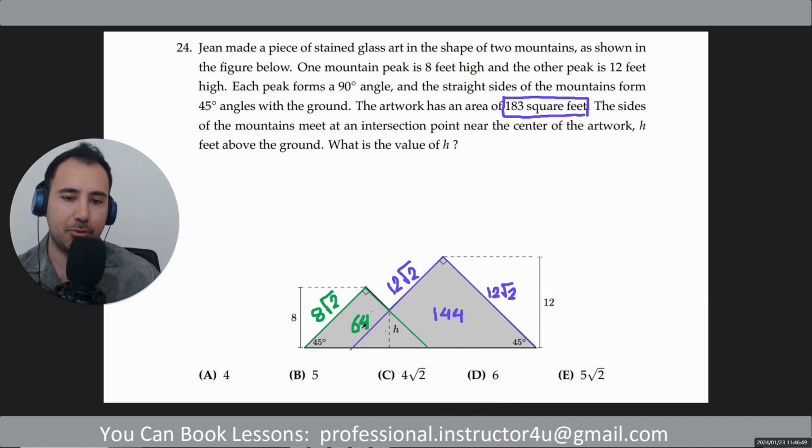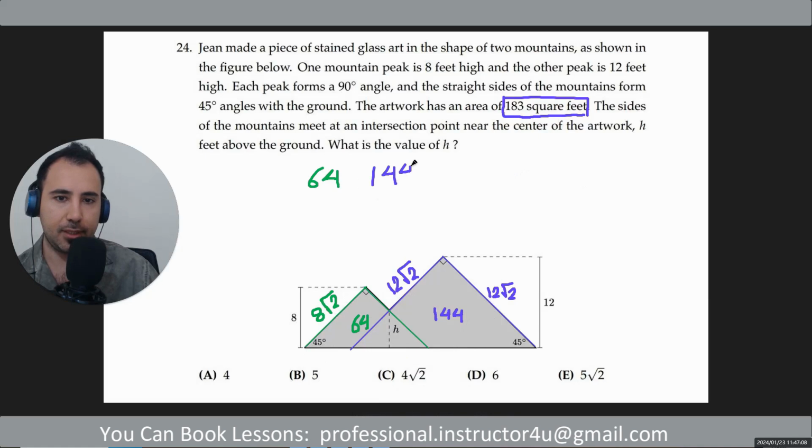So now I have a question for you. If I take the purple area and add it to this green area, is it going to be 183? More or less? Let's see. Now if I take 64 and add it to this 144, I'm going to get 208. But the total area, it says it's 183. How can we explain that?